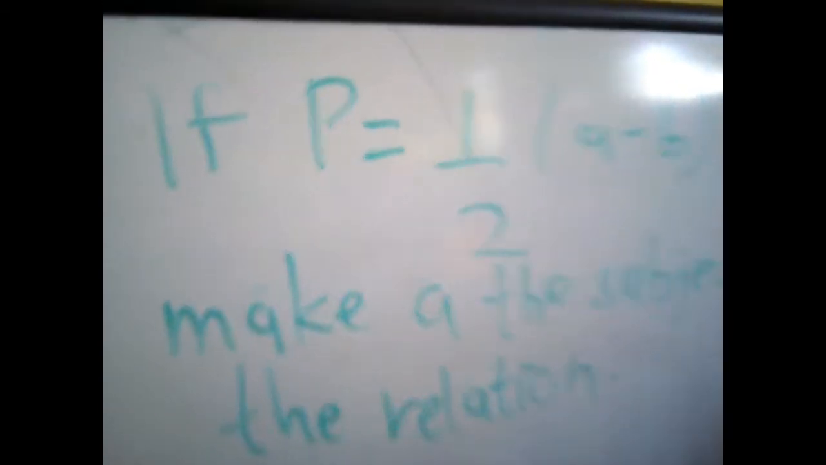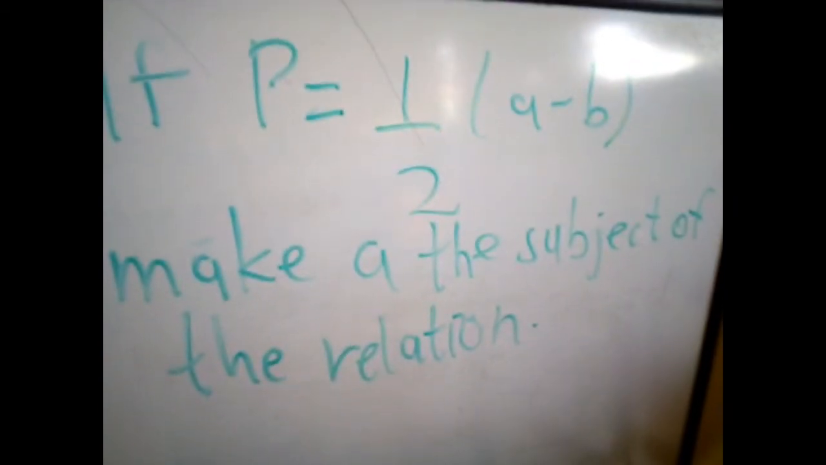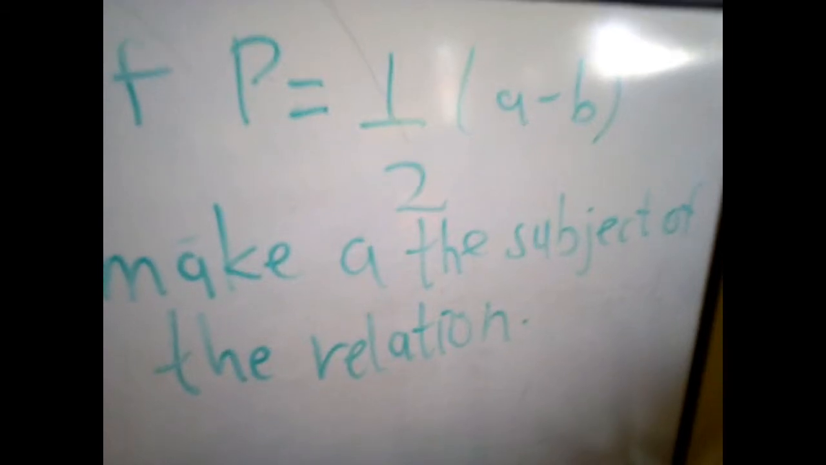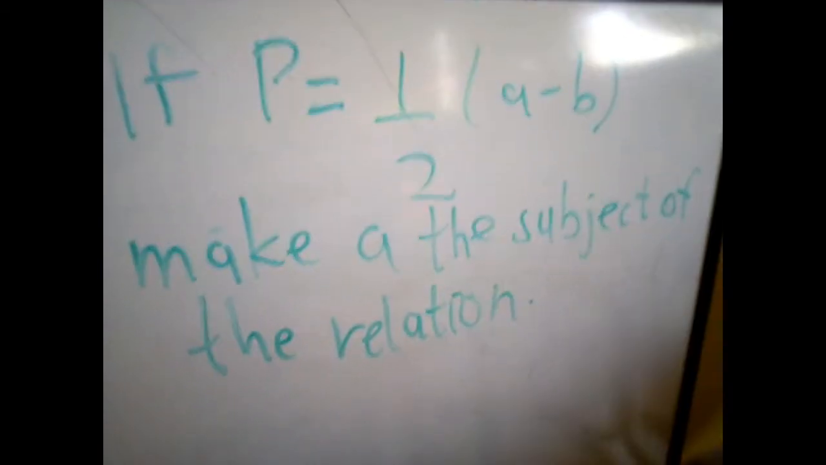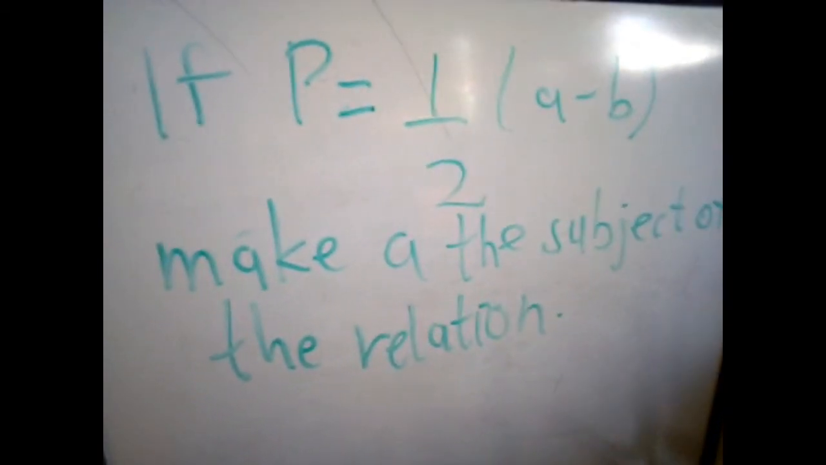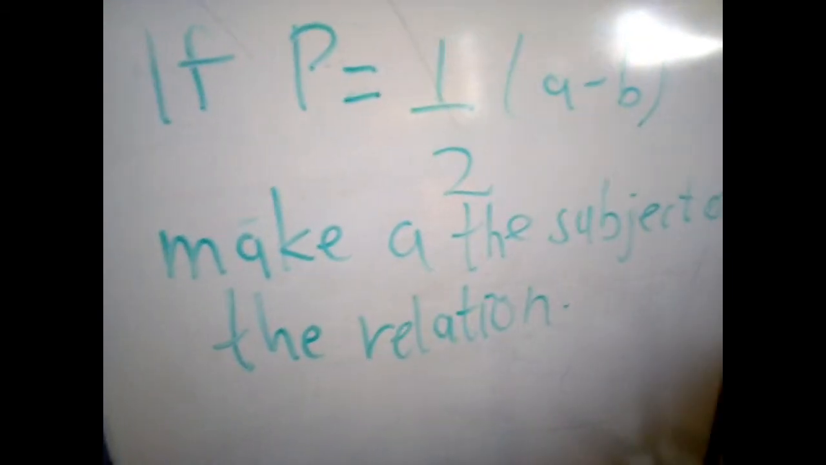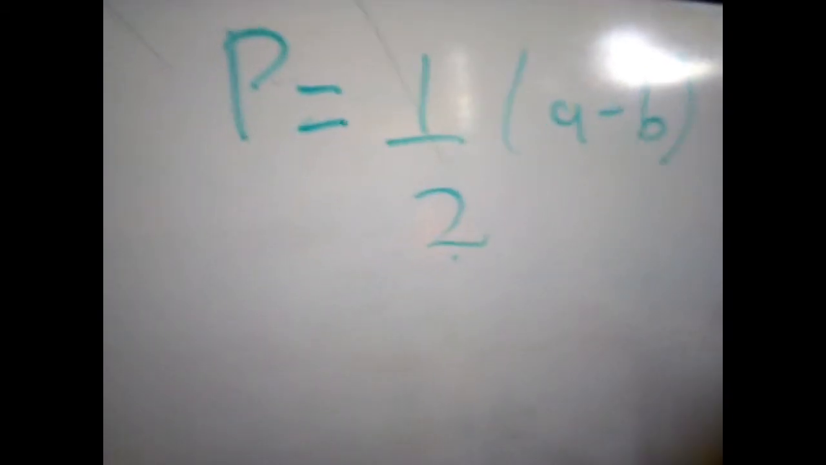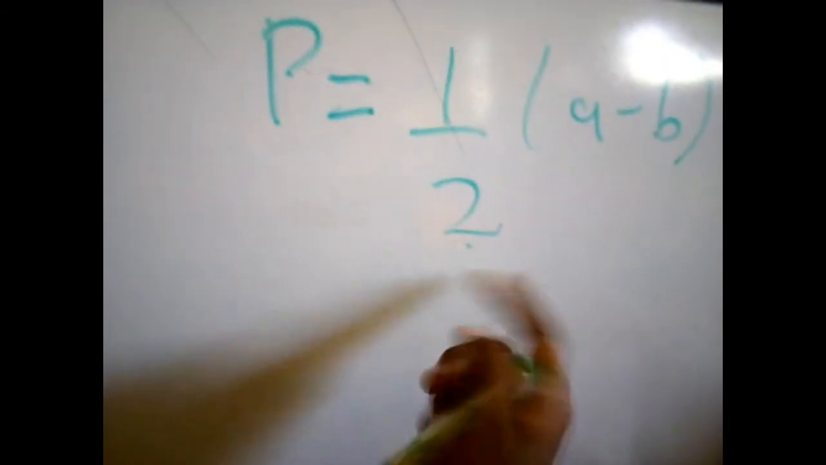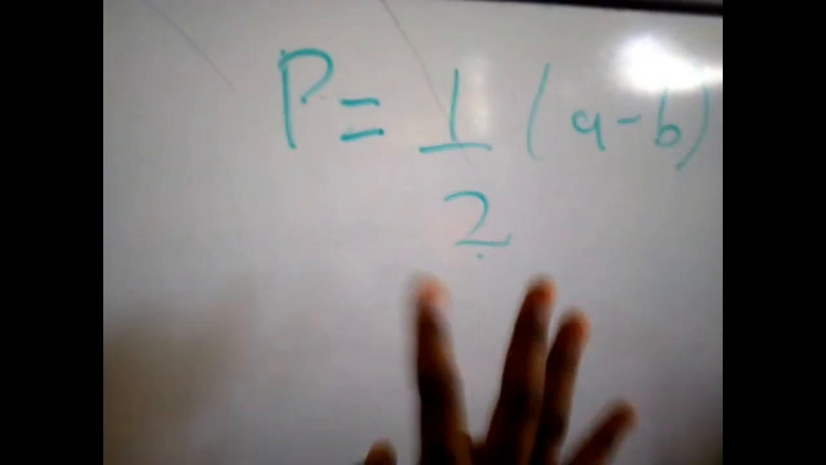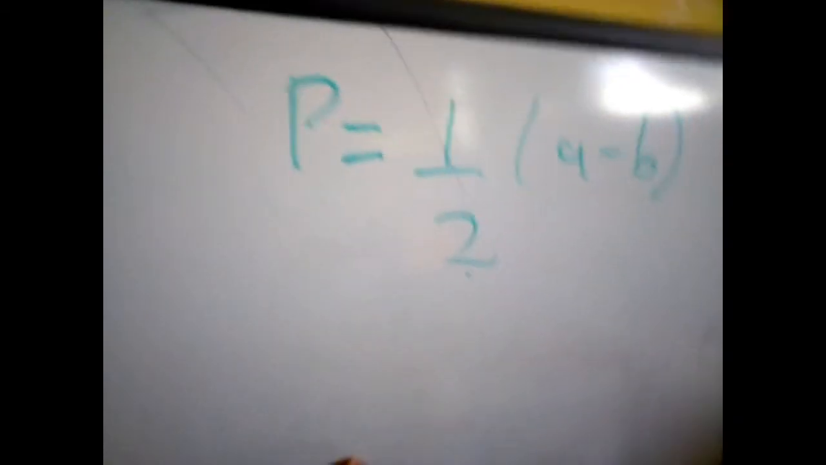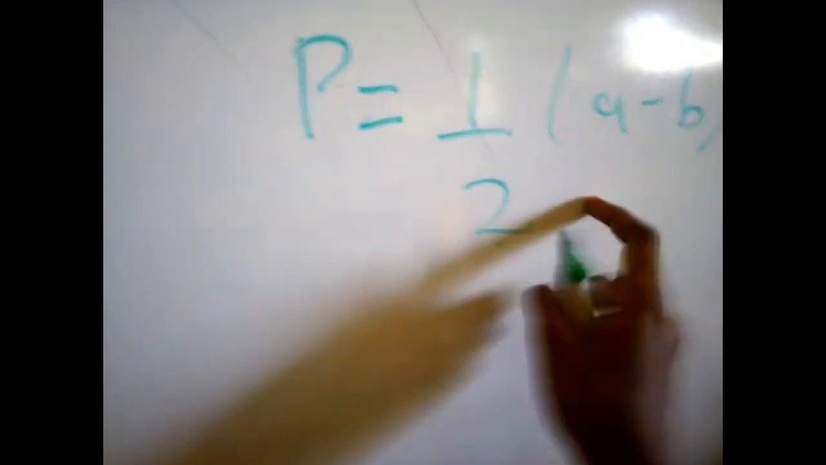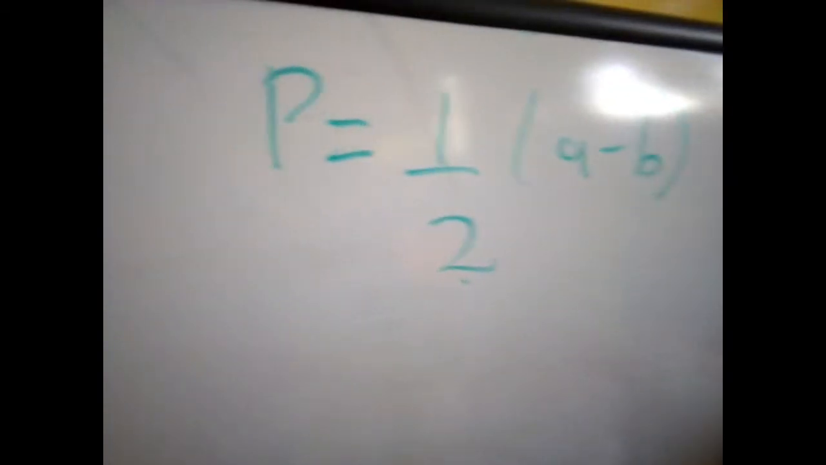So we have another question. If p is equal to 1 over 2 open bracket a minus b close bracket, make a the subject of the relation. We're going to make a the subject of the relation. With this one, you can see that they've given you a relation, but they've given you a denominator. No need to worry, just multiply the denominator by each of them, just like we did in linear equations.